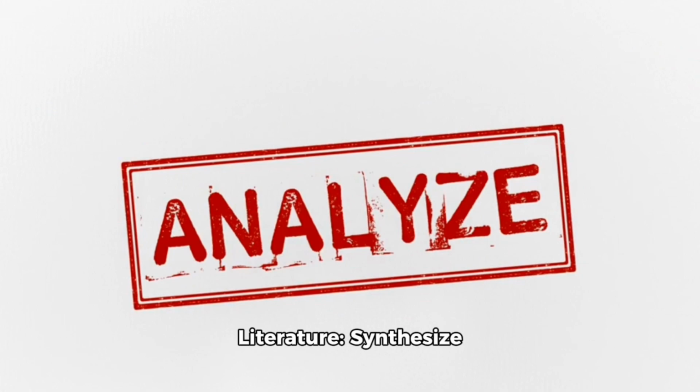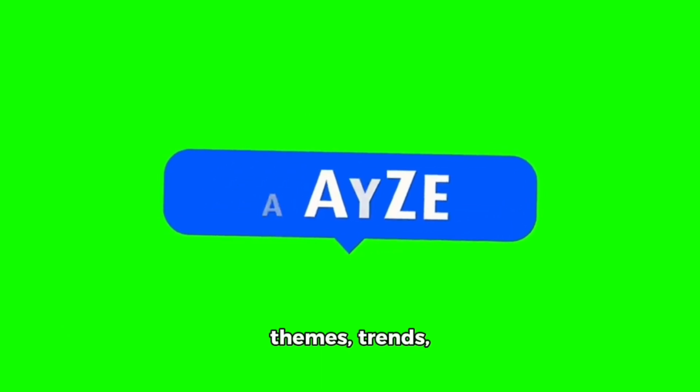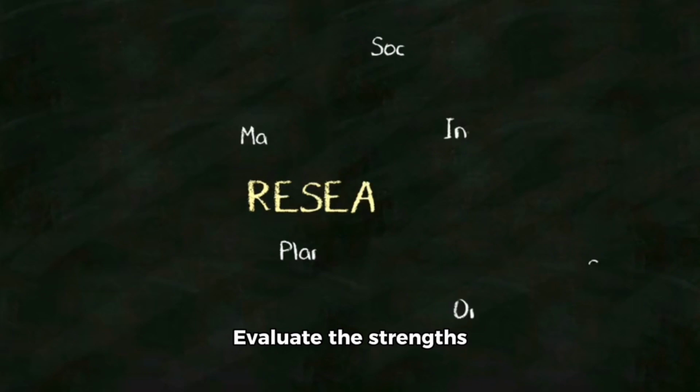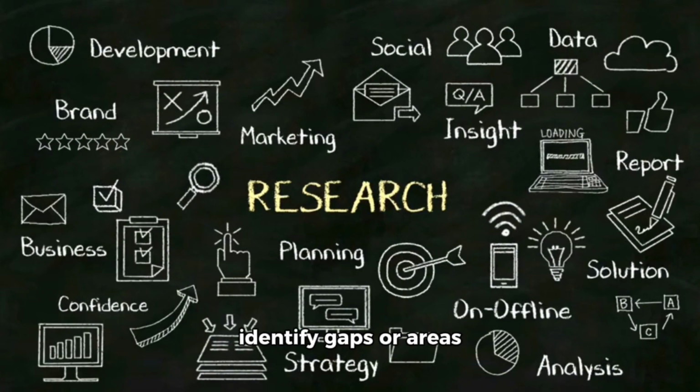Synthesize and analyze literature. Synthesize and analyze the literature, identifying key themes, trends, theories, and findings related to your research topic. Evaluate the strengths and weaknesses of existing research and identify gaps or areas for further investigation.